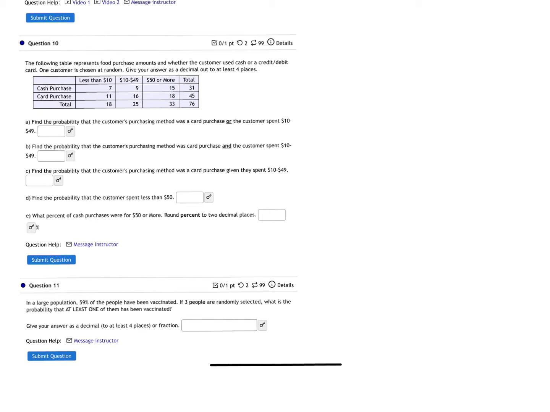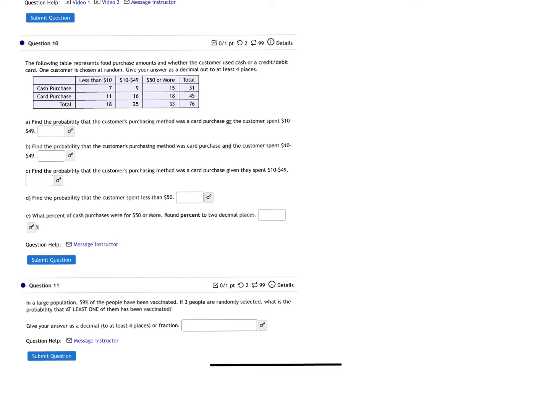All right, I've had a request for problems 10 and 15 from week 6. The following table represents the food purchase amounts, and whether a customer used cash or credit card. One customer is chosen at random. Give the answer as a decimal, at least out to 4 decimal places. Find the probability a customer's purchasing method was credit card, or the customer spent $10 to $49.